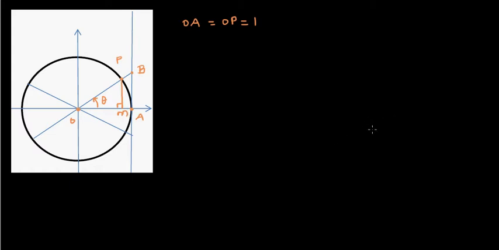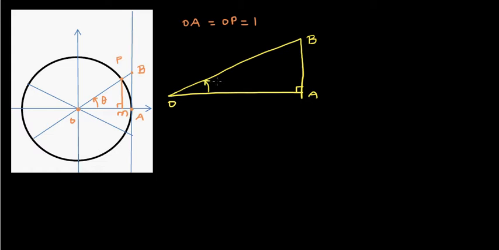And now let's look at this triangle. I'm drawing this triangle out so that you can see clearly. This is triangle OAB, which is a right angle triangle, and this angle is theta. And this is an arbitrary point P here, and this is the right angle M. So we can say triangle OPM is similar to OBA, because two corresponding angles are equal.